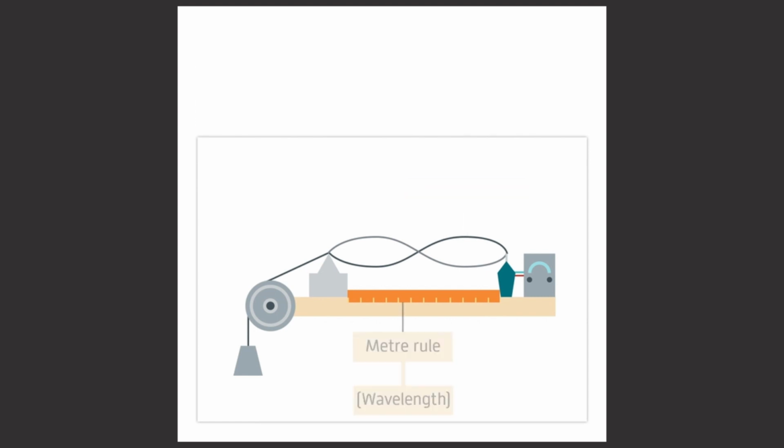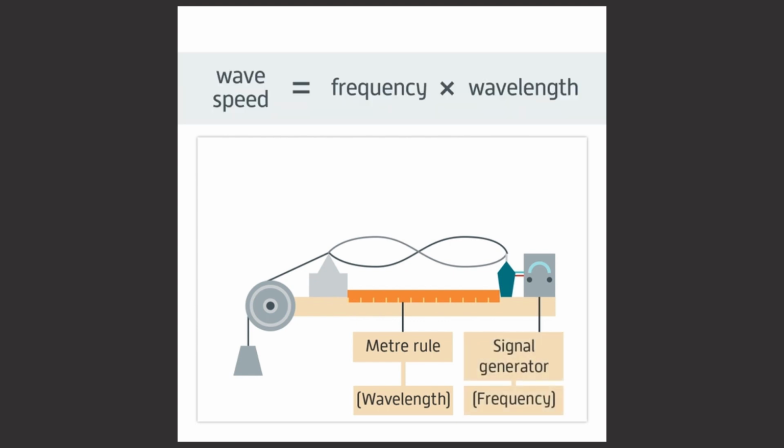The length of the wave is measured using the meter rule. The frequency is the frequency of the signal generator. From these two pieces of data, you can calculate the speed of the wave using the wave equation. Wave speed equals frequency multiplied by wavelength.